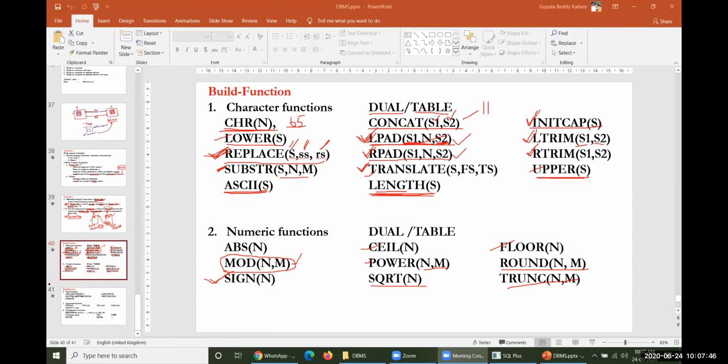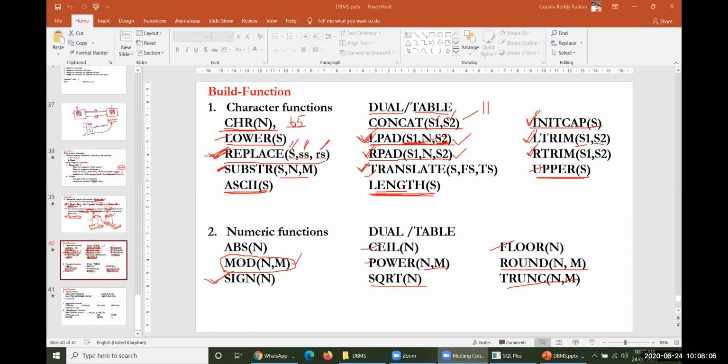But only one thing comes to mind, that is this one. Sign is very important. If it is negative, -1 can be taken. If it is positive, +1 can be taken. If it is 0, 0 can be given. So that is the only point you need to understand here.